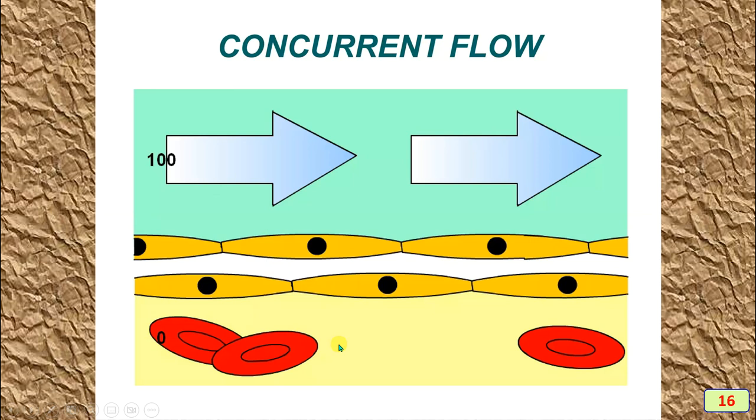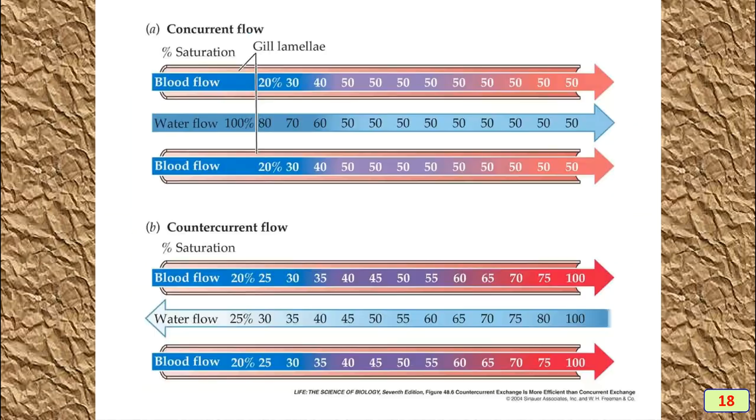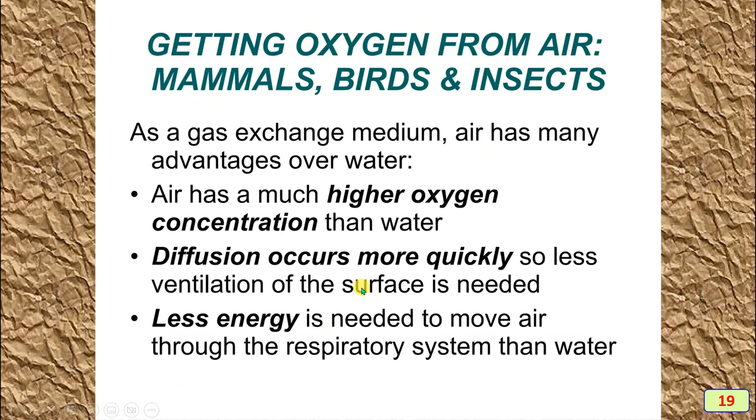The erythrocytes get saturated with oxygen. Counter current flow is a very common mechanism in fish. The counter current flow saturates the blood with oxygen in the increasing direction. Blood flow is one way, and water flow is in the reverse direction. This happens in most fish.